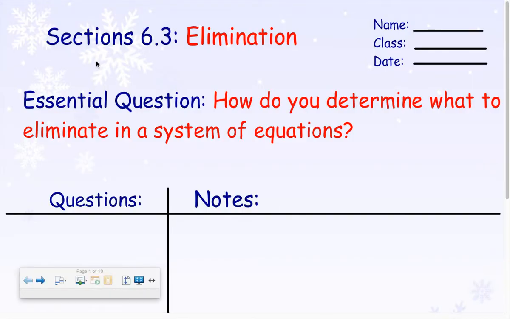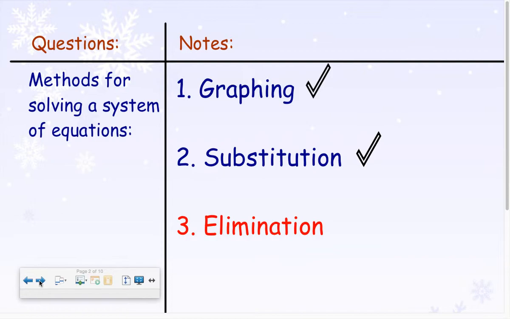Section 6.3, Elimination. Essential question: How do you determine what to eliminate in a system of equations? All right, so we are now to our third method of solving a system of equations. You've learned how to graph, you've learned how to do substitution, and now this lesson is going to introduce you to elimination. Remember, all three can solve a system of equations. It just depends on which method you want to use.